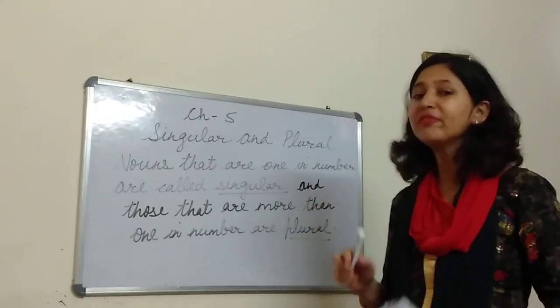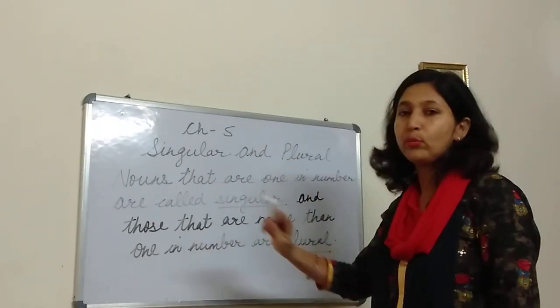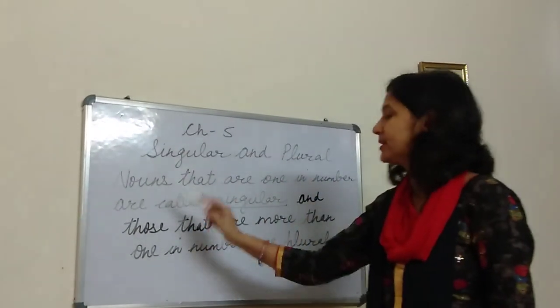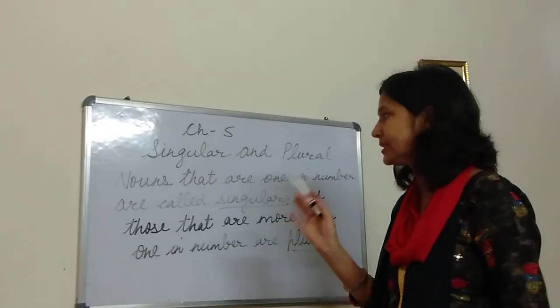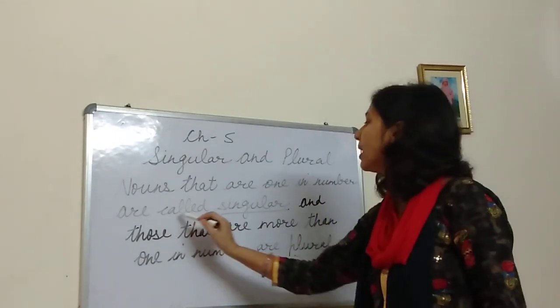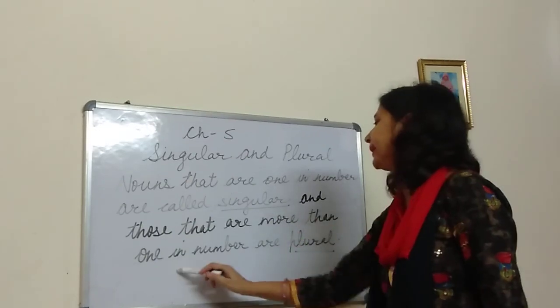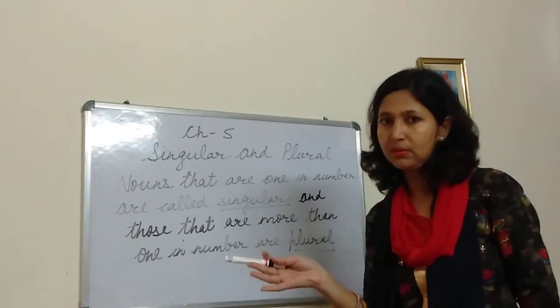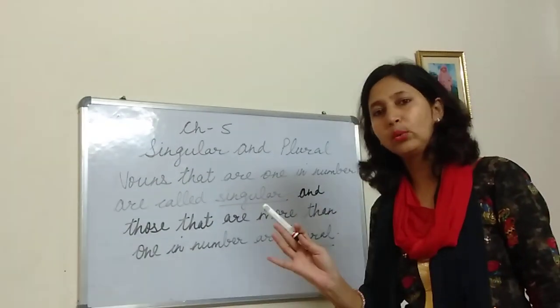Okay. Now today we will start chapter 5, singular and plural. What is singular? Singular means one and plural means more than one. So what is the definition? Nouns that are 1 in number are called singular, and those that are more than 1 in number are plural. Singular means 1 and plural means more than 1.